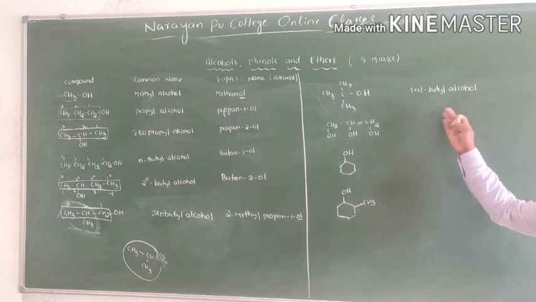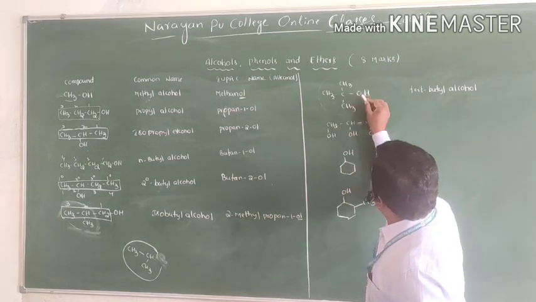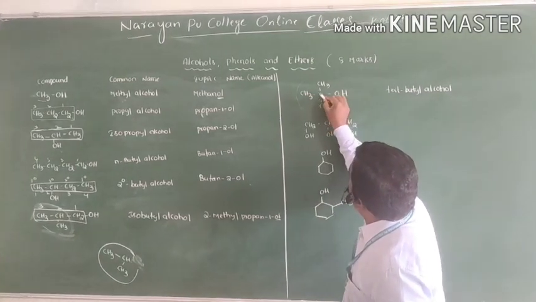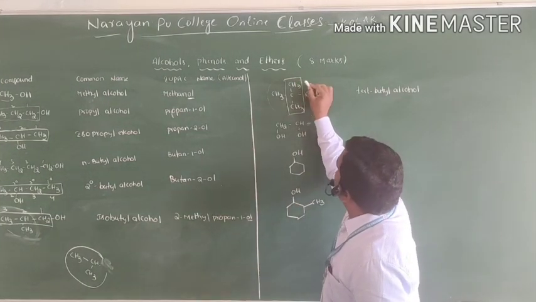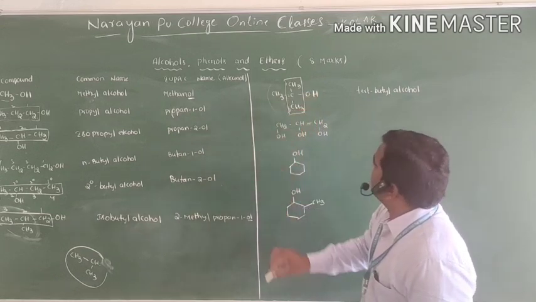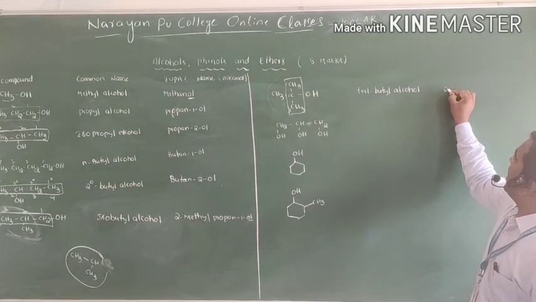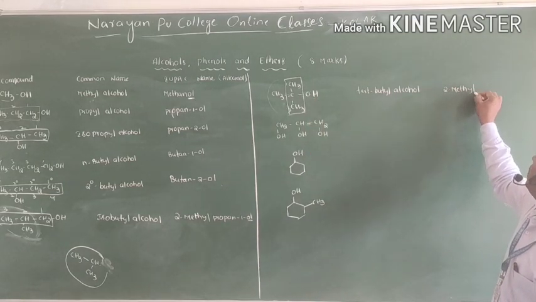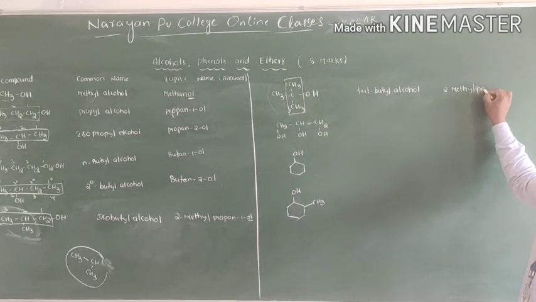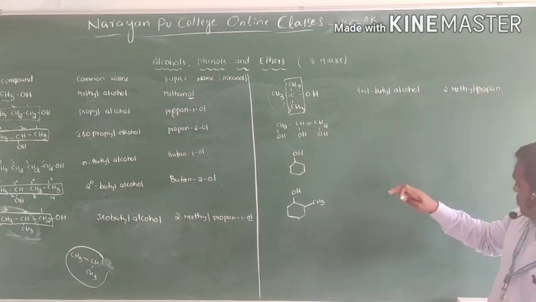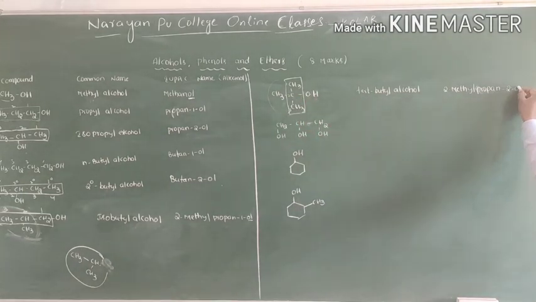Now you have to write the IUPAC name. First you have to select the longest carbon chain. This is the longest, 1, 2, 3 you can select. Give the numbering: this carbon is 1, this is 2, and this is 3. On the second carbon, CH3 is there and OH is there. So that's why 2-methyl. Total how many carbons are there in the parent chain? 3. So 2-methyl propane 2-ol. OH is present on which carbon? Second carbon.